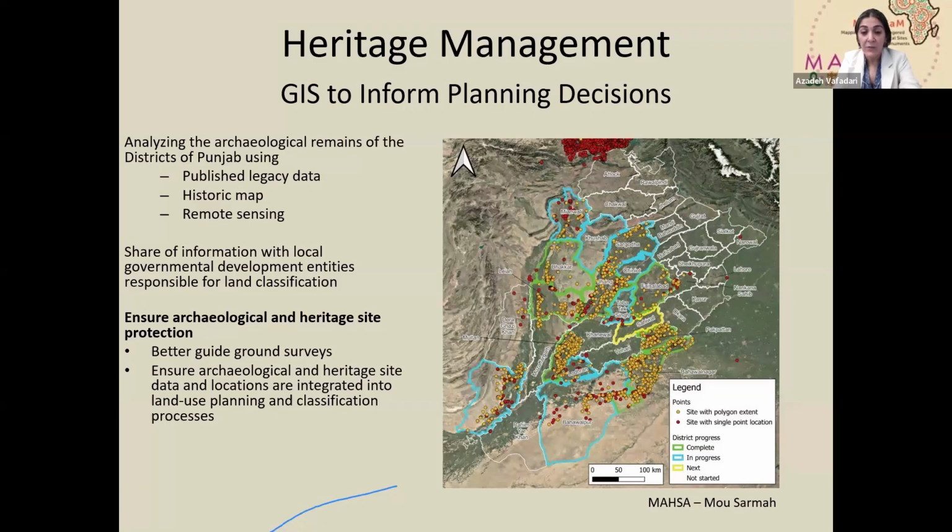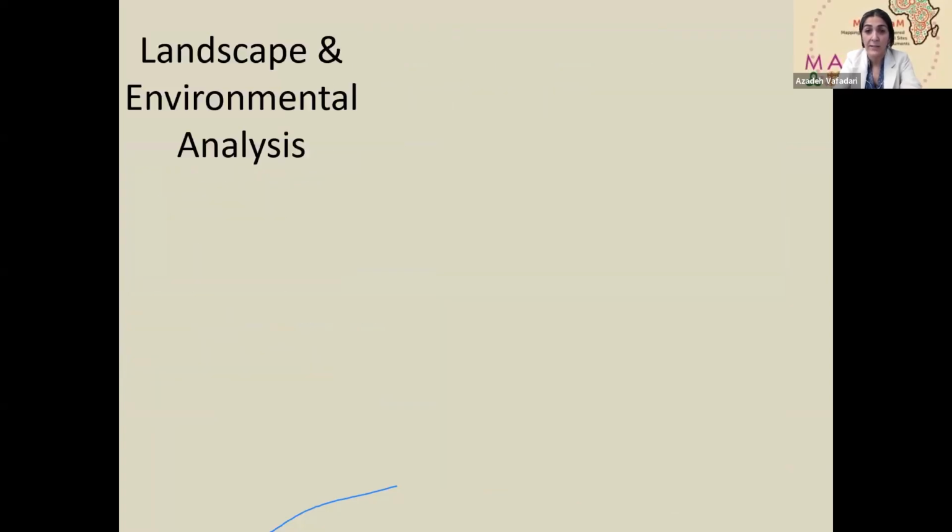So the data is from different sources and plotted on the map. And then subsequently, we share this data with the authority responsible for studying and allocating land classification. This is with the hope and aim that this may help guide surveys on the ground and enrich land classification to better protect archaeological sites.